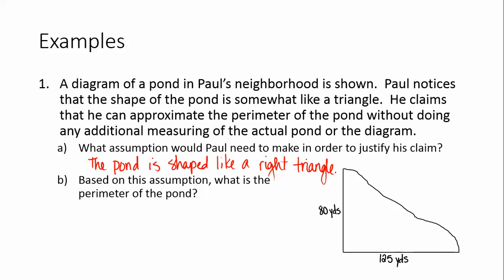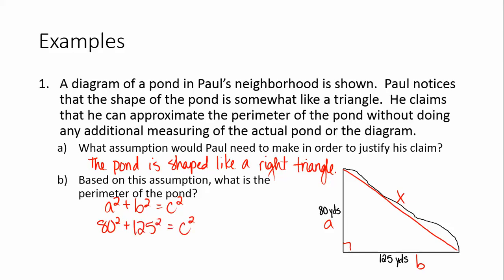Well, in order to find the perimeter, we need to know this side length over here. Now obviously this pond is irregularly shaped, but if we were to draw a straight line from one corner to the other, we're trying to find that side length. And you'll notice that if we draw this like a right triangle, that's the hypotenuse. So we're going to set up the Pythagorean theorem: a squared plus b squared equals c squared. I'm going to label 80 as side a and 125 as side b. So that's 80 squared plus 125 squared equals c squared.